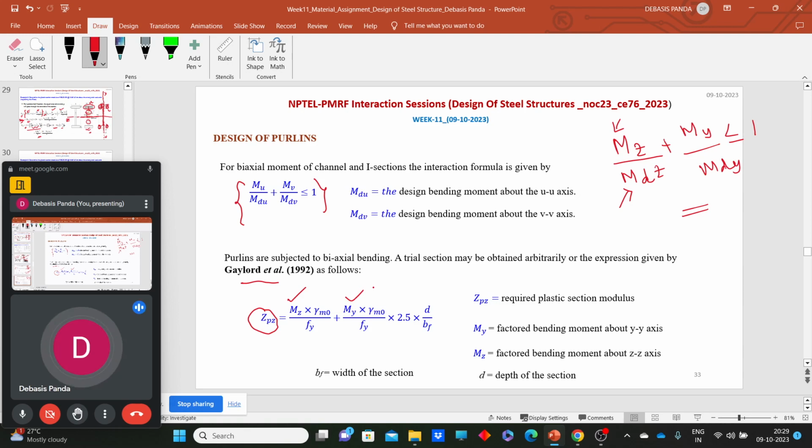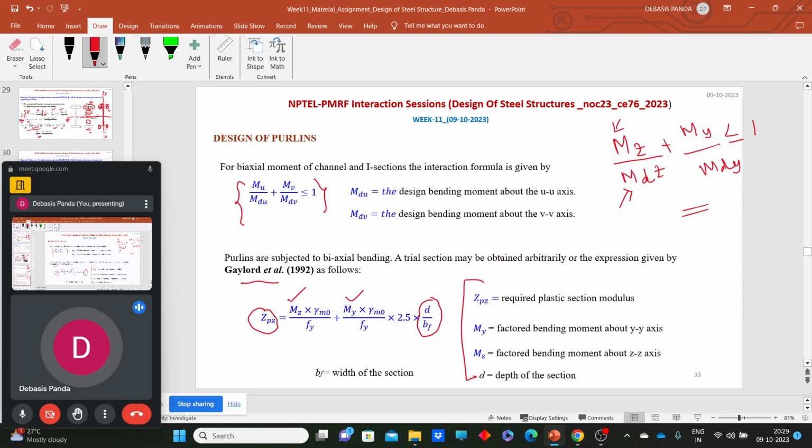With respect to both the axes, you need to calculate or consider the ZPZ. So to calculate the ZPZ value, Mz gamma m0 by fy multiplied by My gamma m0 by fy, for both the axes, about z and about y, multiplied by 2.5 d by bf. Now, initially, both d and bf will be unknown because we are selecting the section.